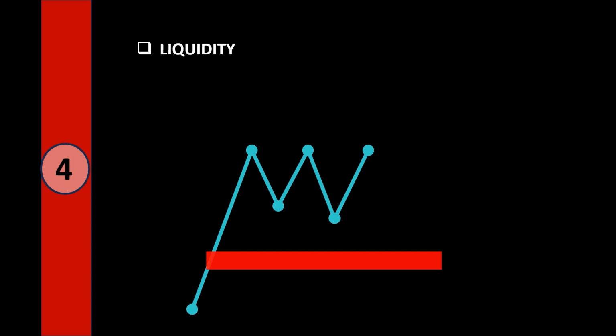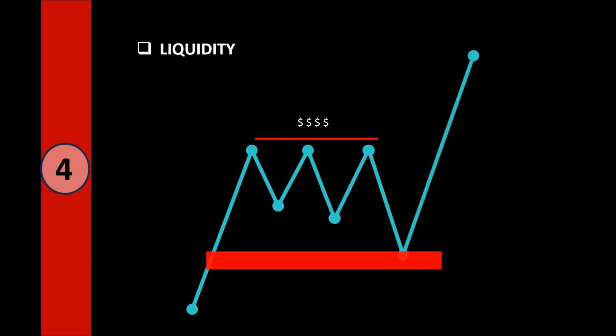When liquidity accumulates ahead of a price movement, it suggests that there is considerable interest and activity in that price range, reinforcing the validity of the order block as a point of market support or resistance.